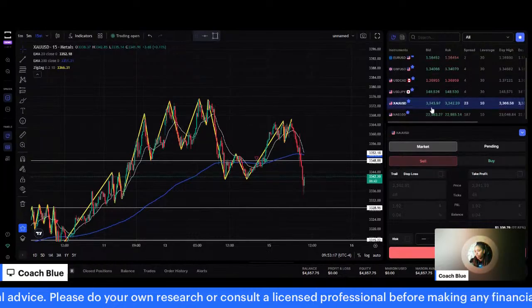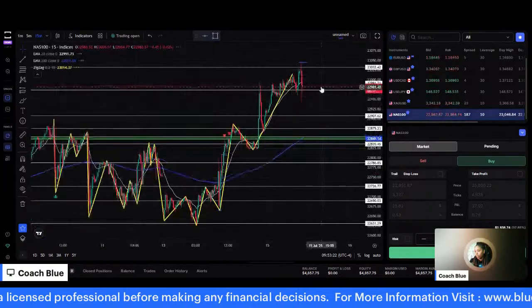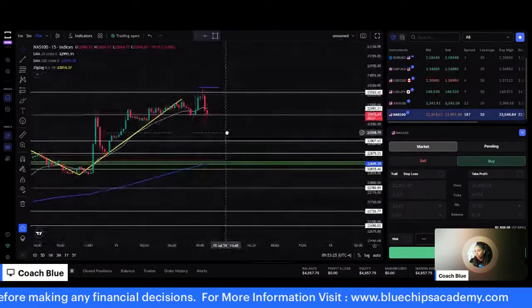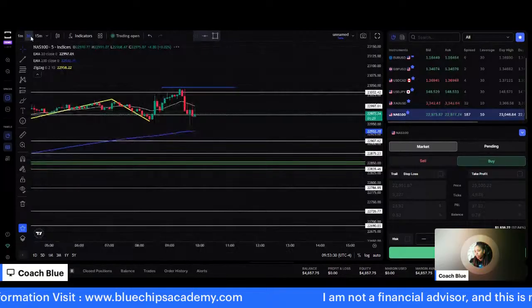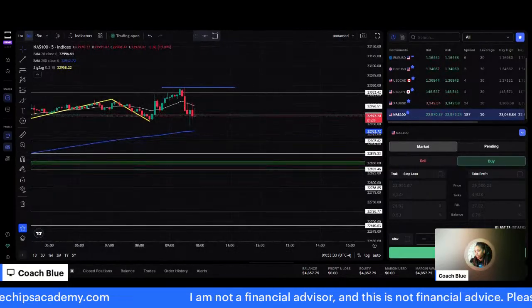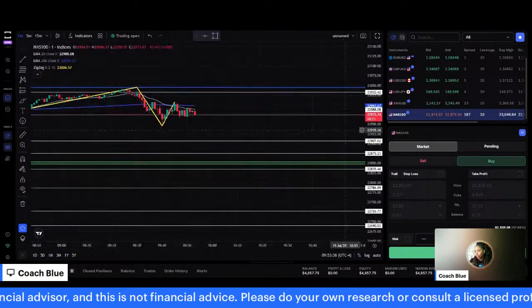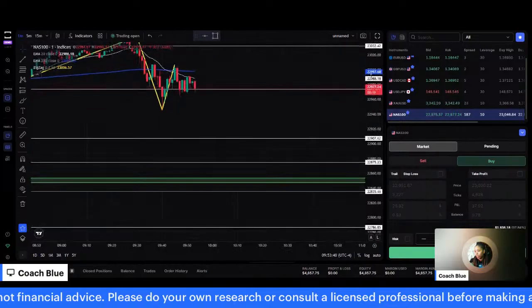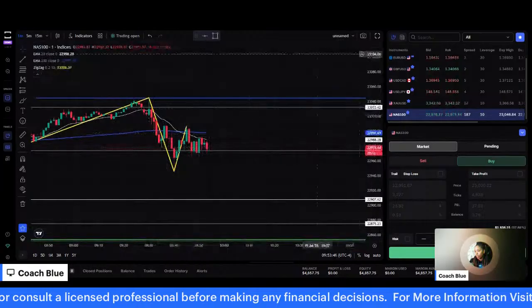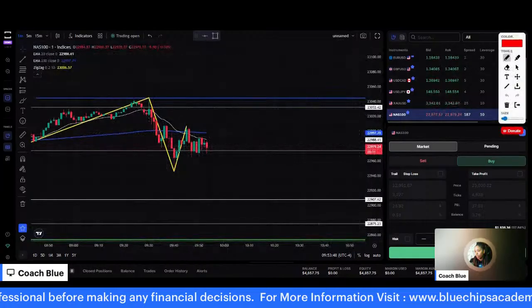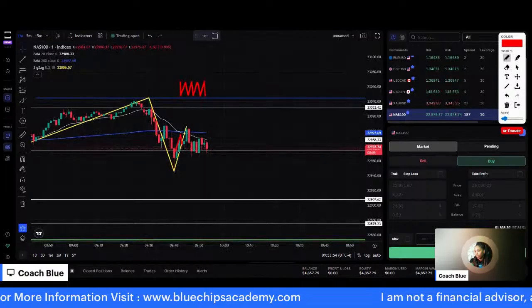Okay. Let's go to NAS and let's see. NAS is still playing around right here. Let's go to the 1 minute. Yeah, we can see that there's some consolidation right here, y'all. Whenever there's consolidation, that just means that the candles are going back and forth like this. Red, green, red, green, red, green. You see that? A lot of back and forth.